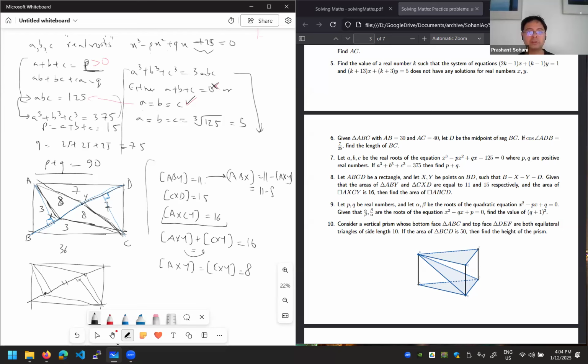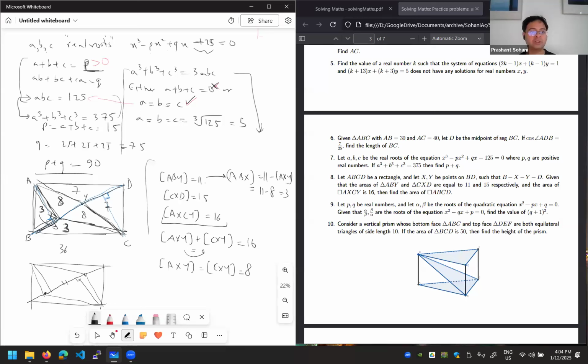So therefore it is 3, right? So therefore this ABX is 3 and whatever is the value here, the same will be true on the other side also because again BX is the common base. So this is 3, then this is also 3.